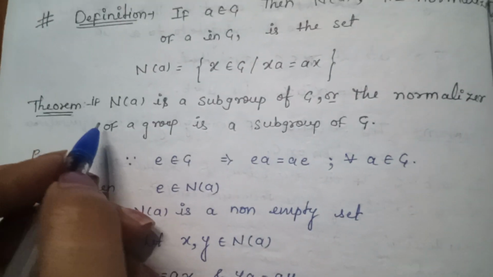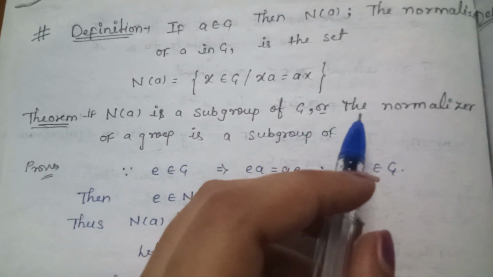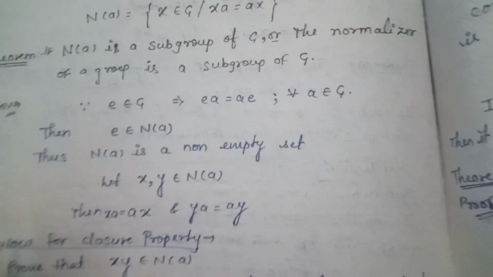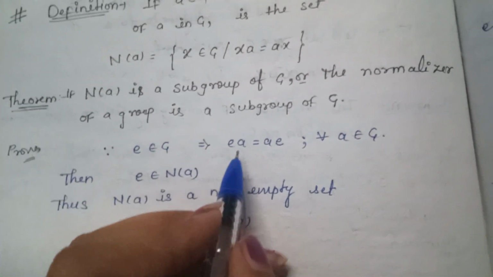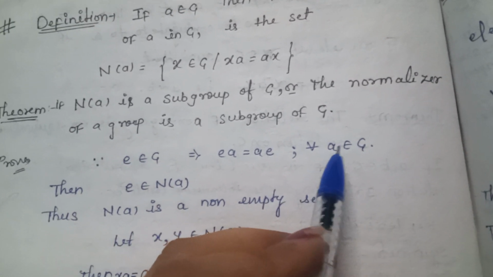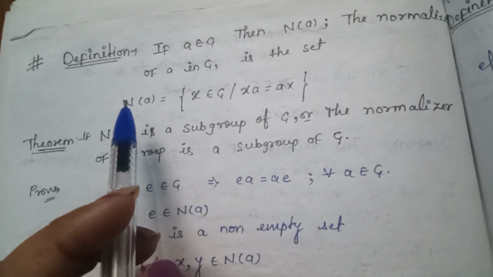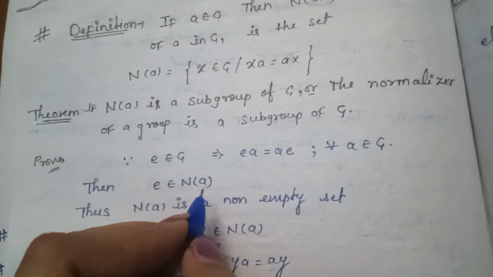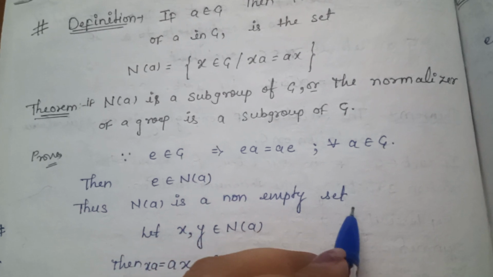There is a theorem: if N(A) is a subgroup of G, or the normalizer of a group is a subgroup of G. For proving this theorem, since e belongs to G, then ea is equal to ae for all a belongs to G by the definition of normalizer of A in G. Then e belongs to N(A). Thus N(A) is a non-empty set.